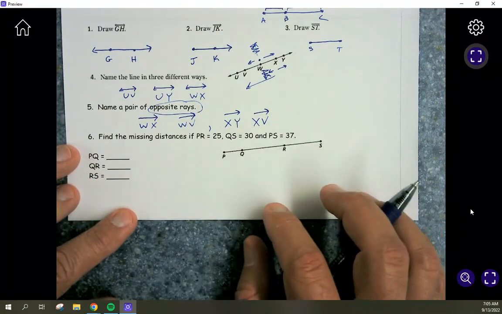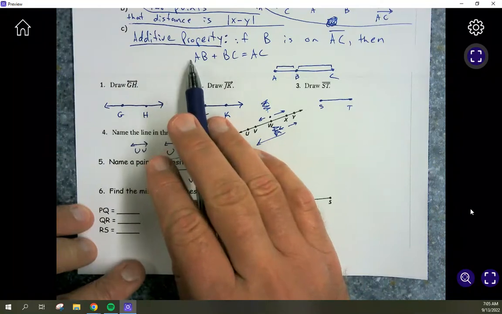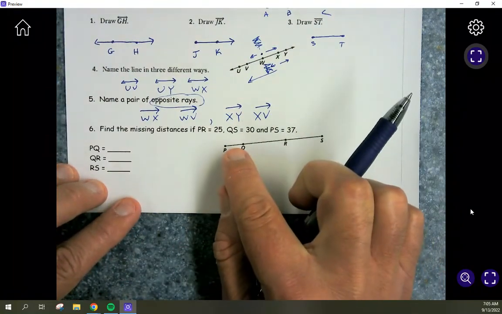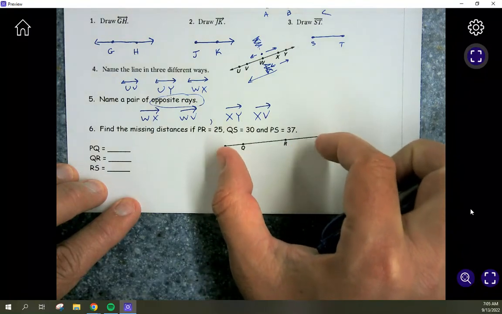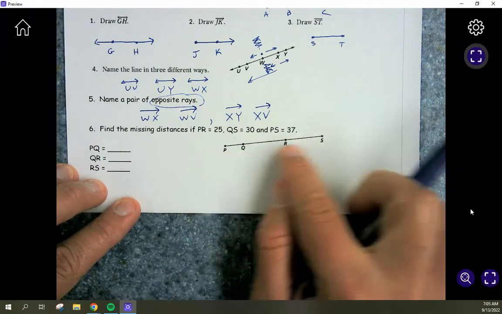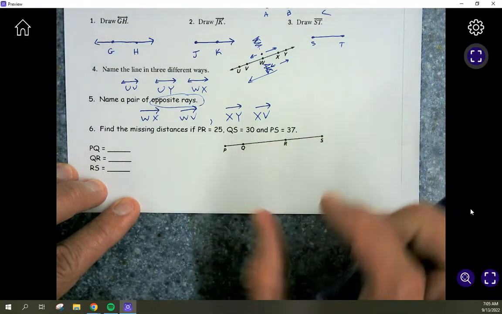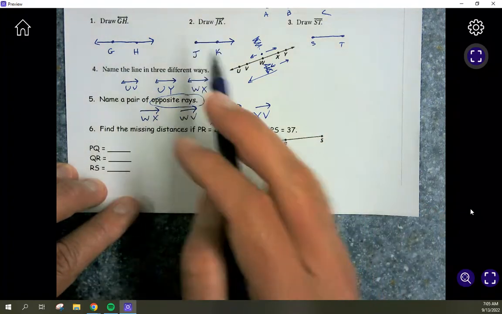Okay, and then the last 2 questions we're going to look at here go to our additive properties. So we've got a segment and it's broken into pieces, but we know that all of these pieces have to add up to the whole thing. The distance from P to S is going to be equal to all of these little distances put together, added together. That's why it's called the additive property.